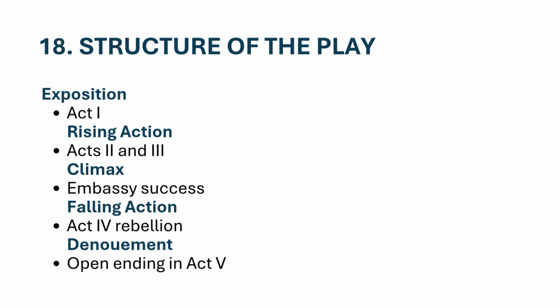Therefore, the structure of the play can be remembered very easily. Act 1, Exposition, Introduction of characters and experiment. Acts 2 and 3, Rising action, Eliza's training and social testing. Embassy reception, Climax, the experiment succeeds. Act 4, Falling action, Eliza's rebellion and emotional crisis. Act 5, Denouement, Independence, Self-discovery, and an open ending. This structure demonstrates Shaw's skill as a dramatist, combining traditional dramatic organization with modern psychological depth and social criticism.